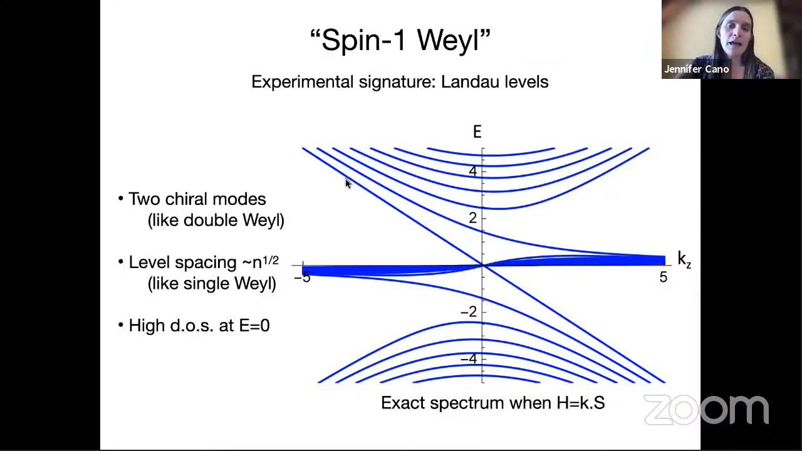So this is similar to the Weyl points, which have one chiral Landau level, which only moves in one direction. But the level spacing here is similar to the level spacing of a Dirac cone or a single Weyl point. It goes like root n. That's coming from the linear bands. And in addition, because of that flat band at zero energy, we also get a series of Landau levels that are kind of localized in a small window around zero energy. So this is a pretty distinct structure of Landau levels, with similarities and differences from normal Weyl fermions.